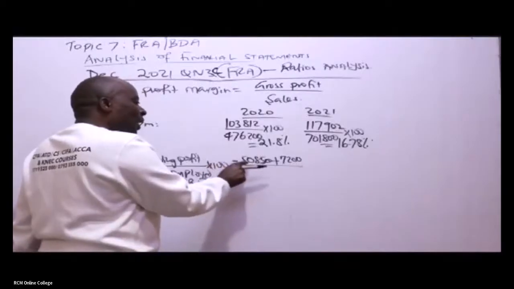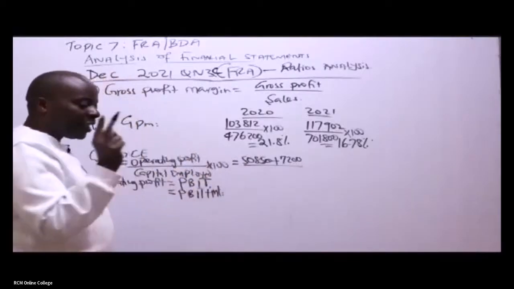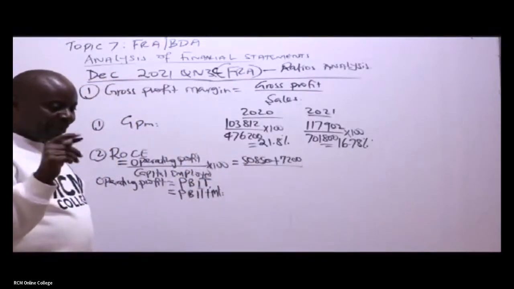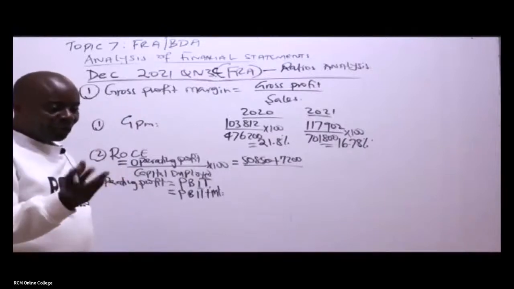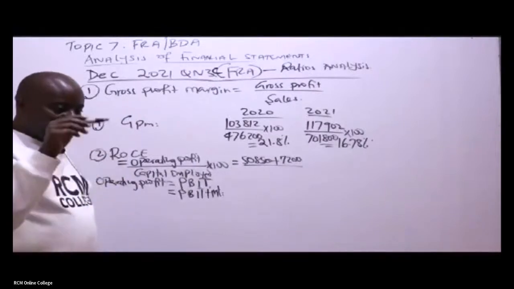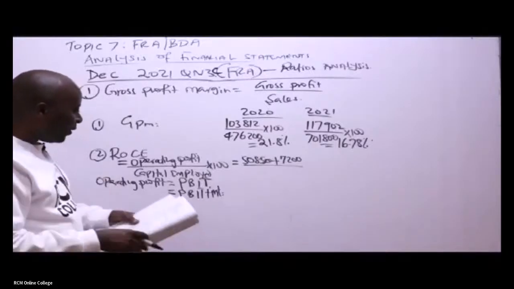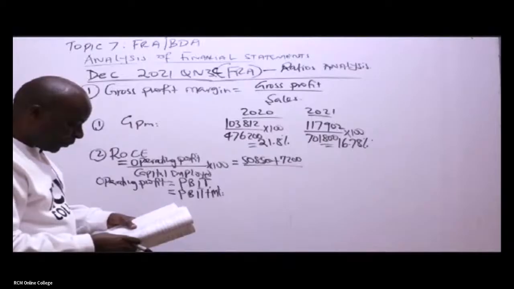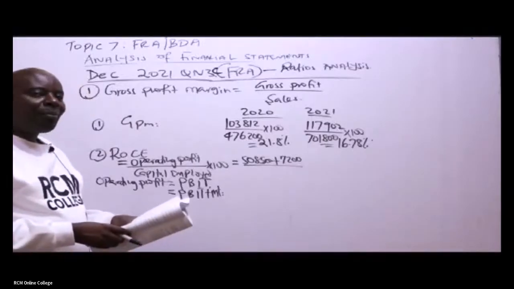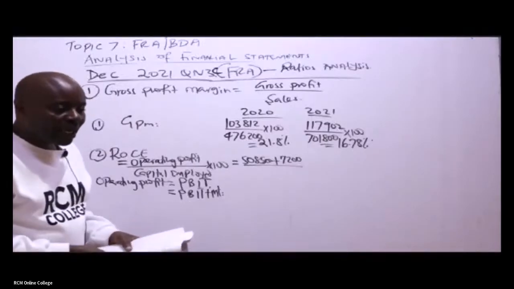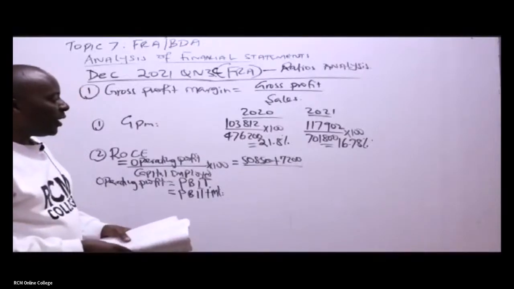But up to here, with this reasoning, are we really together? Because the examiner will try to always play around with your mind. Because he has given you profit before tax, and they want it to be profit before interest and tax. Thank you so much. Yeah.